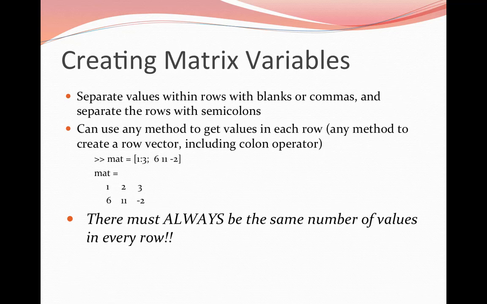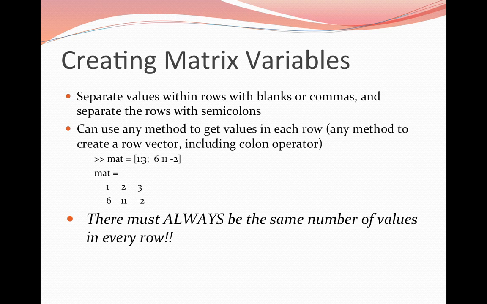You can create matrix variables by putting the values in square brackets. We'll see that it's a combination of the methods that you use to create row vectors and column vectors. You can separate the values within the rows with either blanks or commas, and you can separate the rows with semicolons.